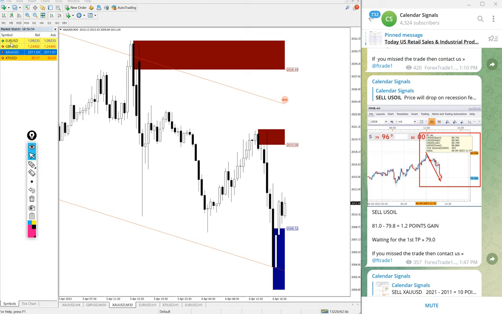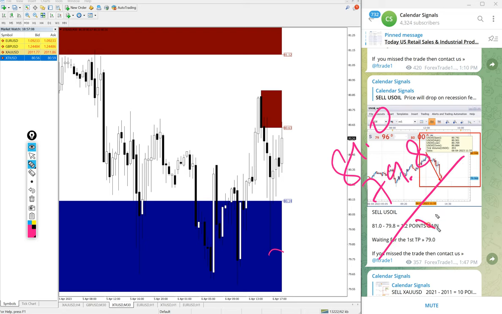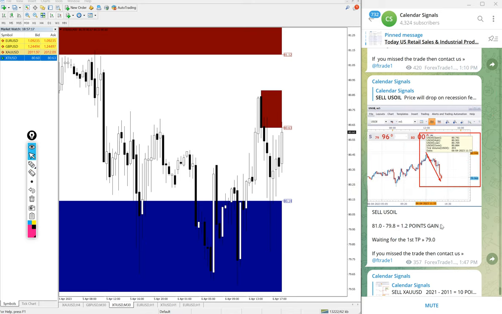And then USOIL, sell USOIL we gave today. Entry at 81. And the low traded 79.8, 1.2 point gain on USOIL. 1.2 point movement on USOIL will give you huge profit.